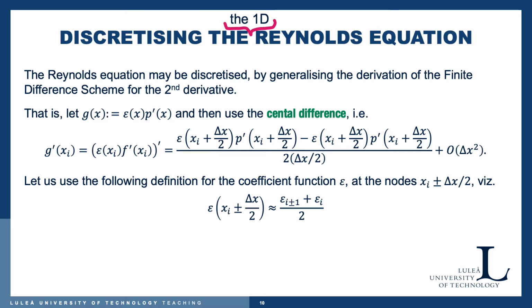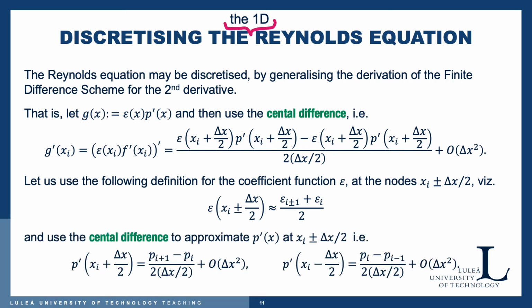Now let us use the following definition for the coefficient function epsilon at these nodes x_i plus minus delta x half. So we take it as an average of the values in the nodes x_i plus 1 on the plus side, and x_i and x_i minus 1 on the minus side. So this is an approximation, and it can be chosen differently. The arithmetic mean value is one way of choosing it, which has been done now.